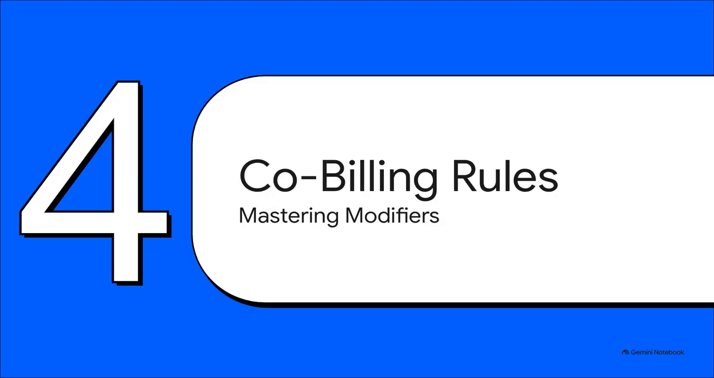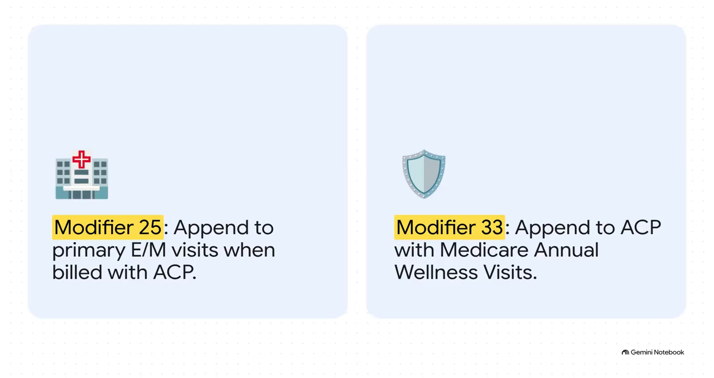Let's roll right into Section 4, Same-Day Co-Billing Rules. It is time to master those modifiers. Now, if you're billing ACP alongside a routine problem-oriented E&M visit, think a 99213 or 99222, you'll need to append modifier 25 to that primary E&M code. But if you're co-billing ACP with a Medicare annual wellness visit, it's different. You must append modifier 33 to the ACP code itself. Why? Because Modifier 33 signals a preventive service, and that actively waives the Medicare beneficiary's coinsurance and deductible obligations.